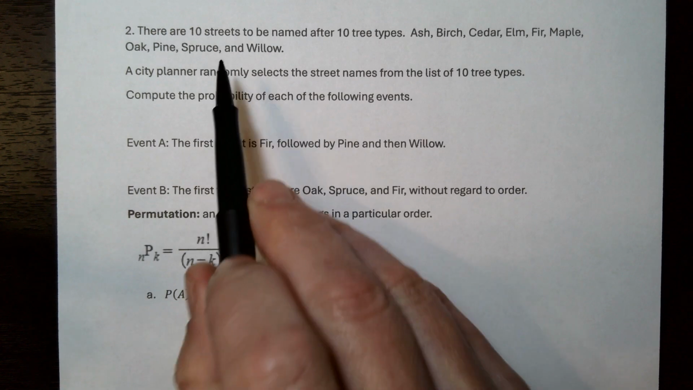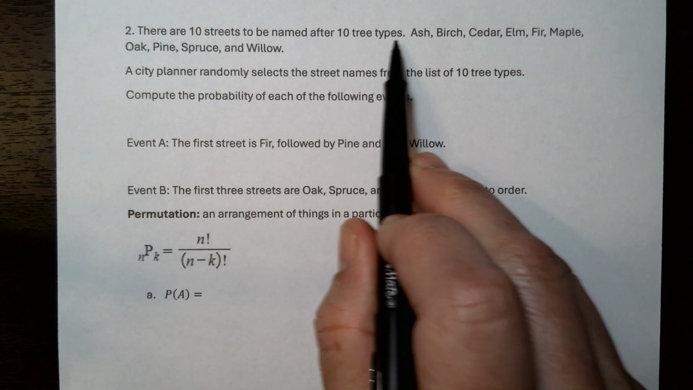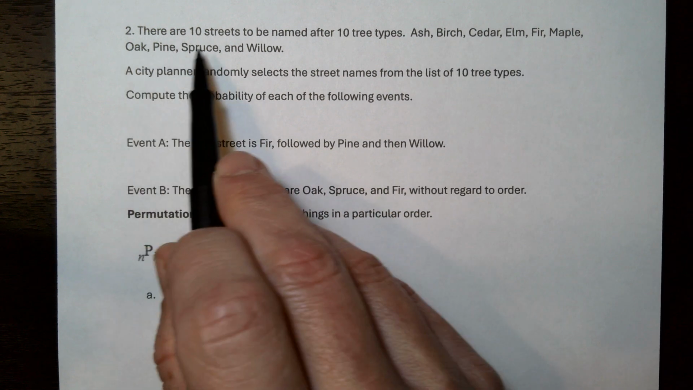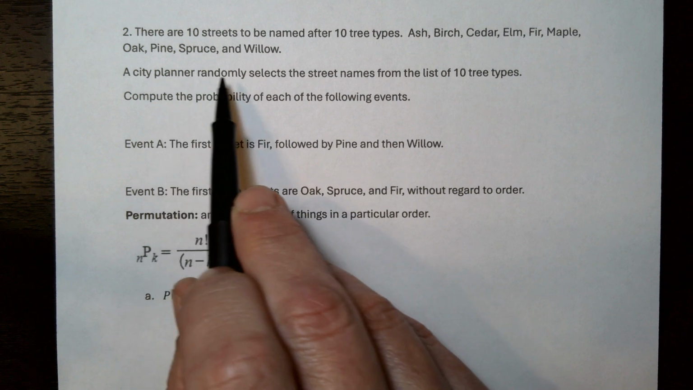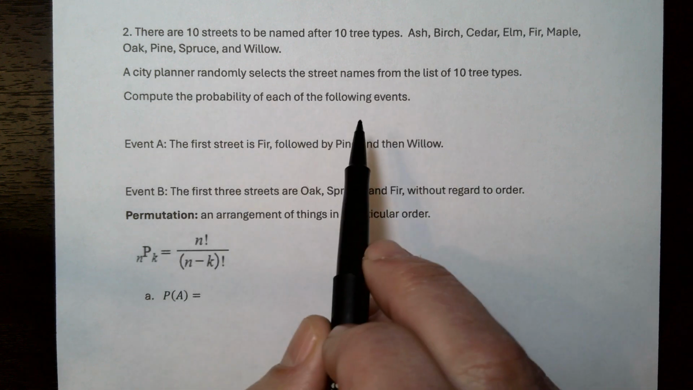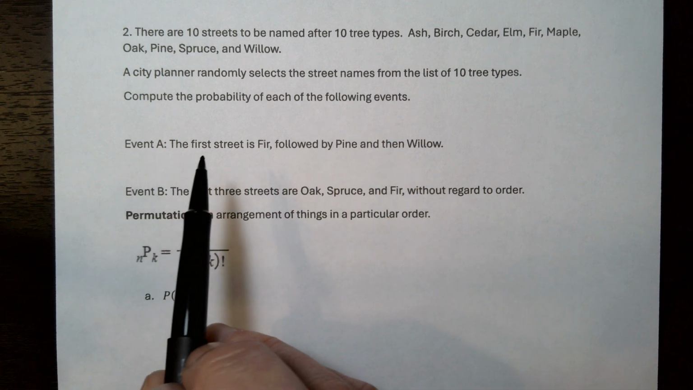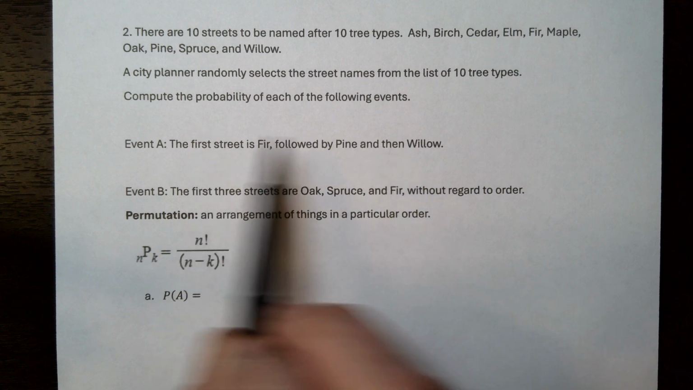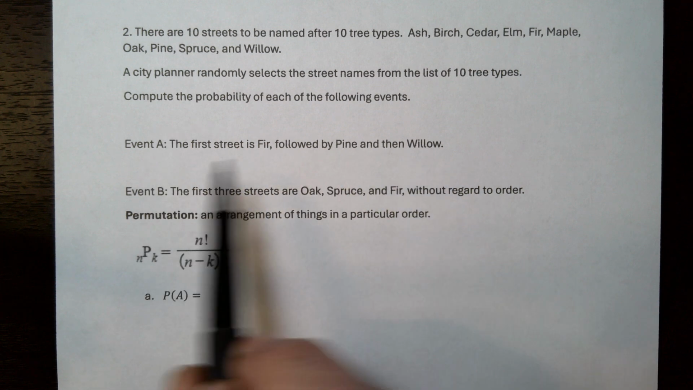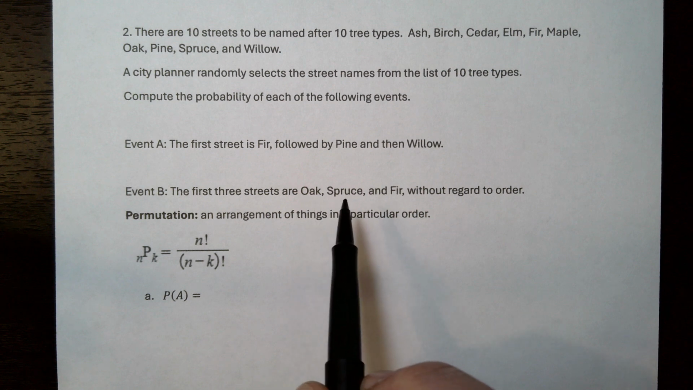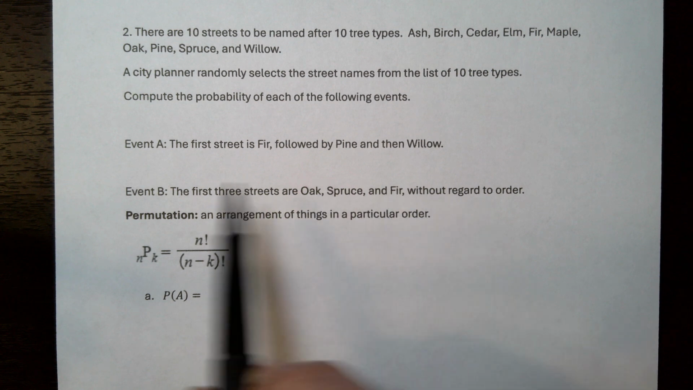There are 10 streets to be named after 10 tree types: ash, birch, cedar, elm, fir, maple, oak, pine, spruce, and willow. A city planner randomly selects the street names from the list of 10 tree types. Compute the following probability. Event A, the first street is fir, followed by the pine, and then the willow. So that's order matters: first, second, and third. The second one is still 3 things: the oak, the spruce, and the fir, but the order does not matter.